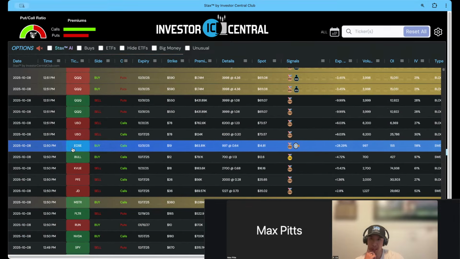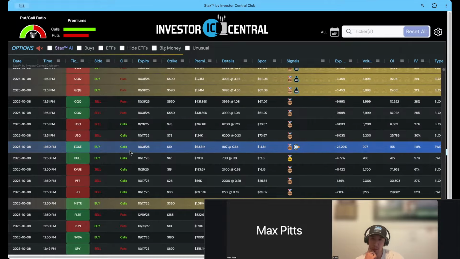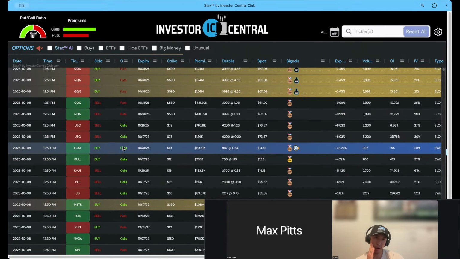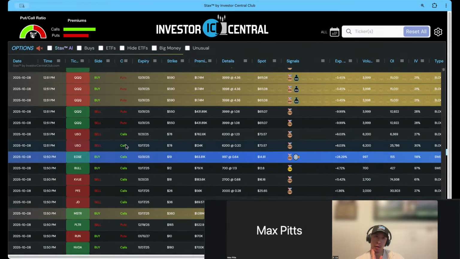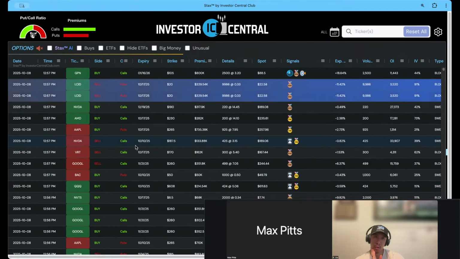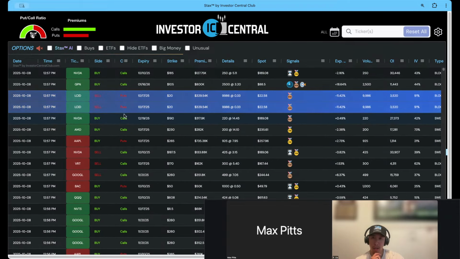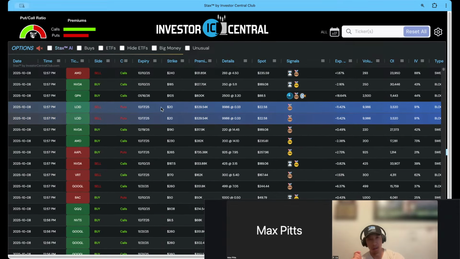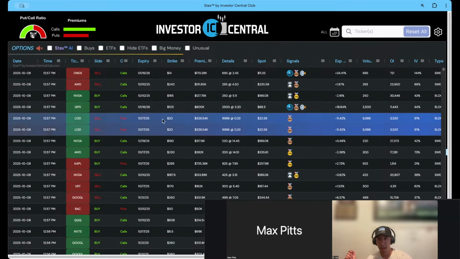Oh man, so EOSE is one where I was looking back at my records in my Discord channel, where I called out EOSE back in October of last year. So it's been a year now. And it was just finishing up the accumulation pattern. And as of right now, it's basically doubled its price.